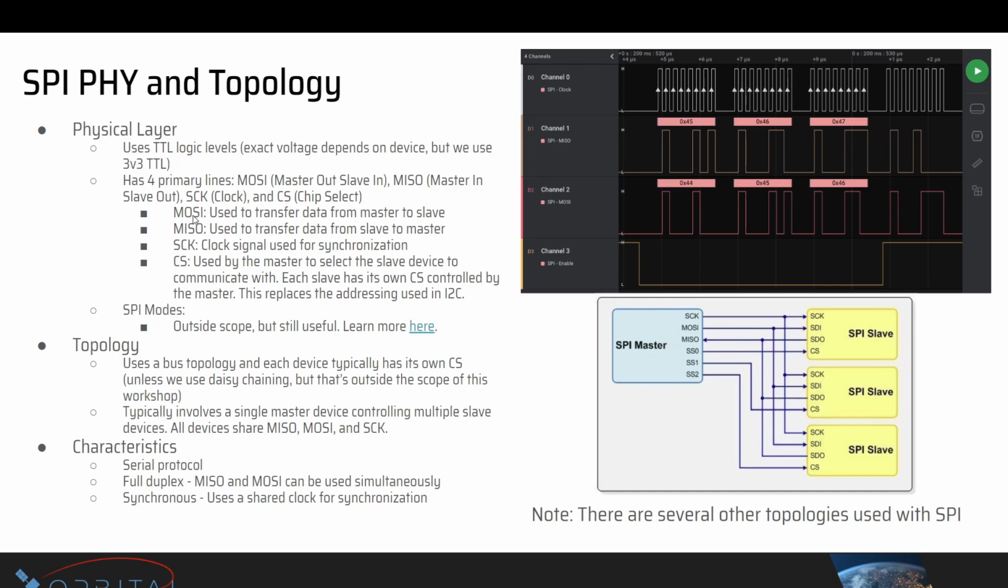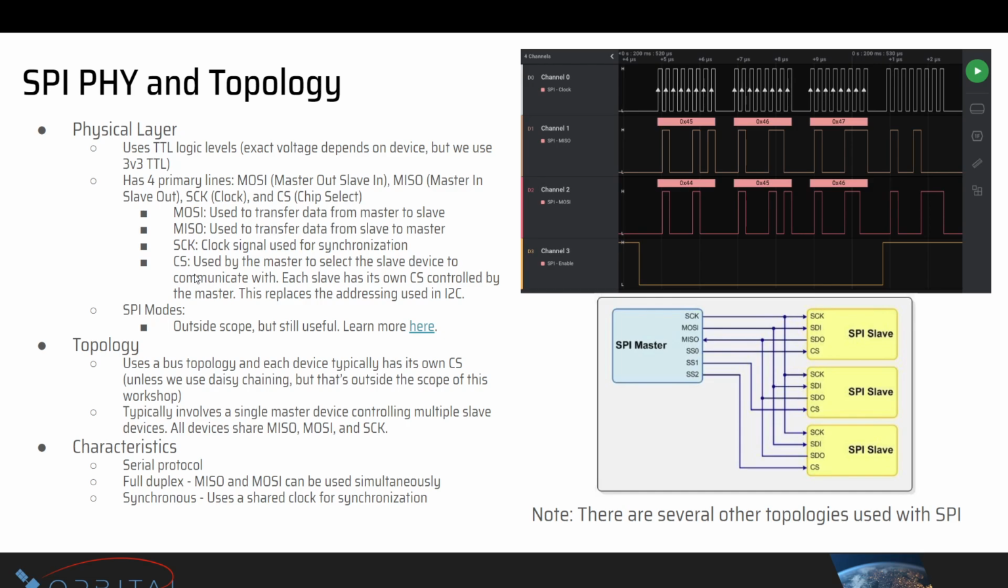So MOSI is used to transfer data from master to the slave, hence the name. The data is going out of the master and into the slave. And then MISO is the opposite. It goes out of the slave and into the master. And again, clock is just the clock signal used for synchronization.